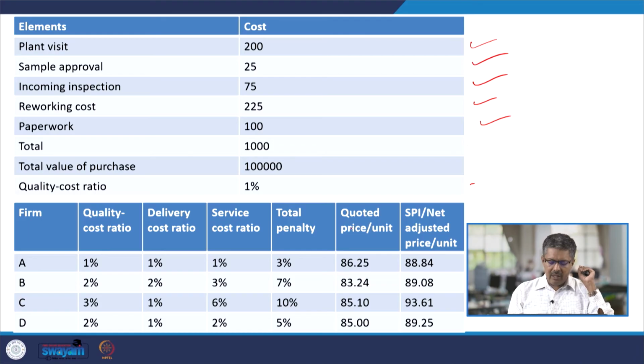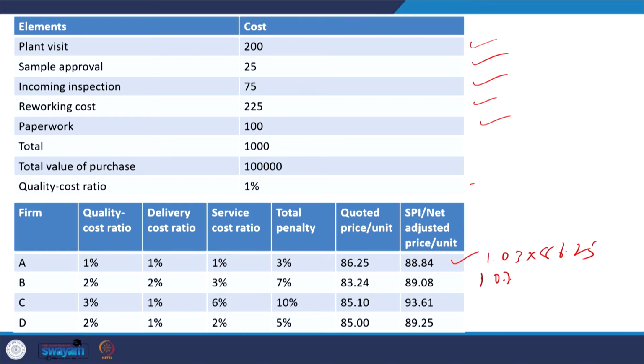Now, using these two values, this total penalty and the quoted price, you can find out the net adjusted price. Now, how much is it? 3% of 86.25, whatever it comes, you have to add this to the total. So, this is a new score that is coming. Or you can say 1.03 into 86.25. Similarly, 1.07 into 83.24, right. Similarly, you can add on, right.